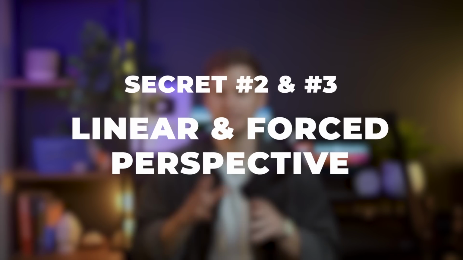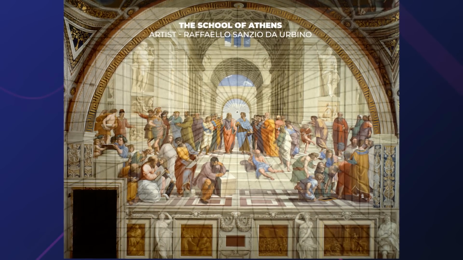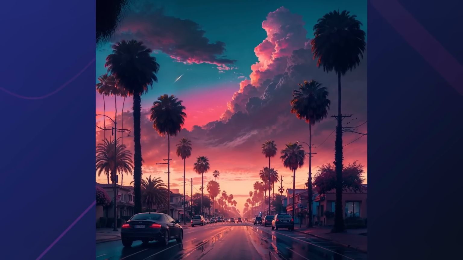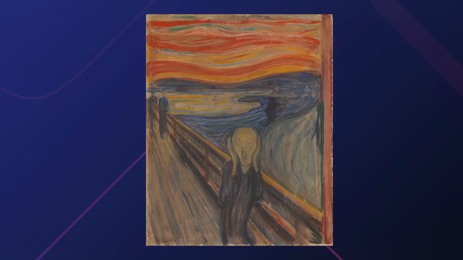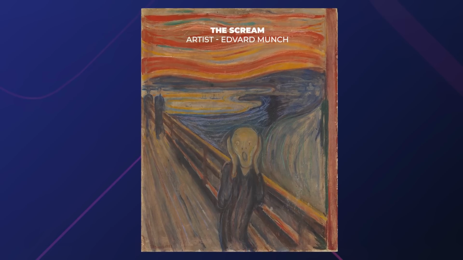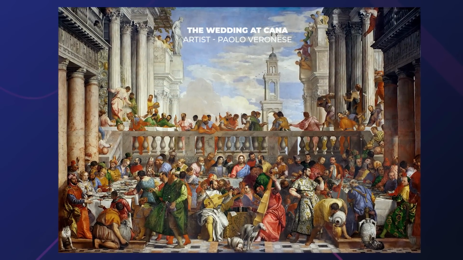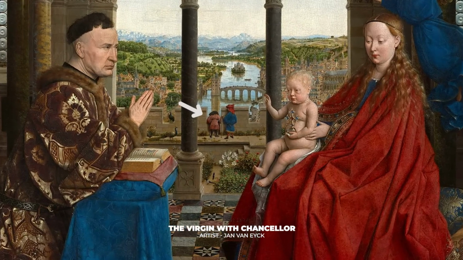Secrets number 2 and 3, linear and forced perspective, which has long been used in art history to convey depth and spatial relationships. This technique exploits the natural phenomena of objects appearing smaller as they recede into the distance. By strategically positioning objects of varying sizes and distances within your frame, artists and photographers can create the illusion of depth and distance, drawing the viewer's eye deeper into the scene.